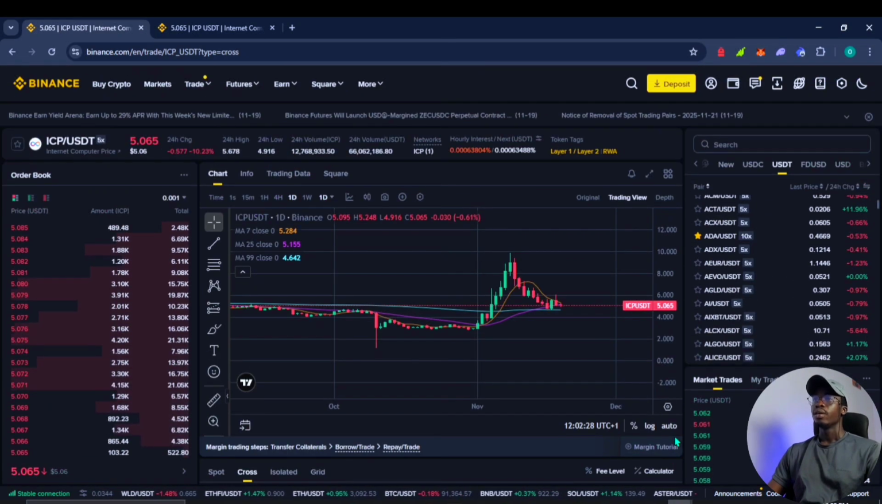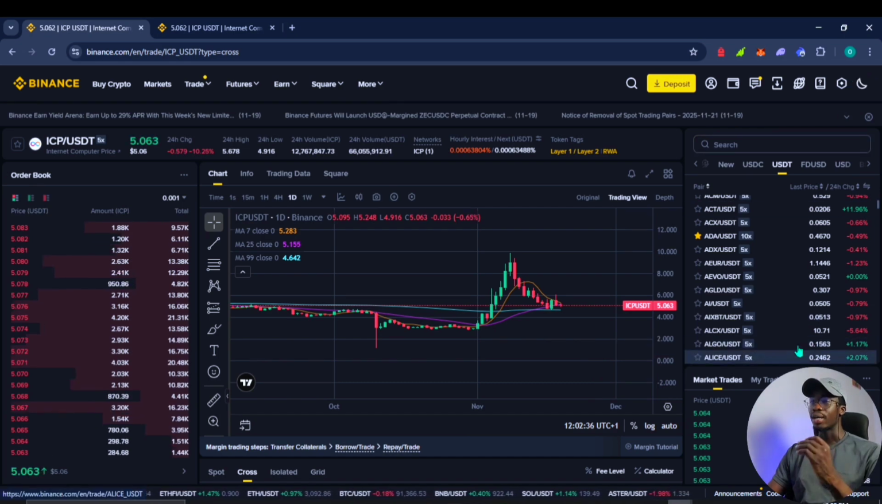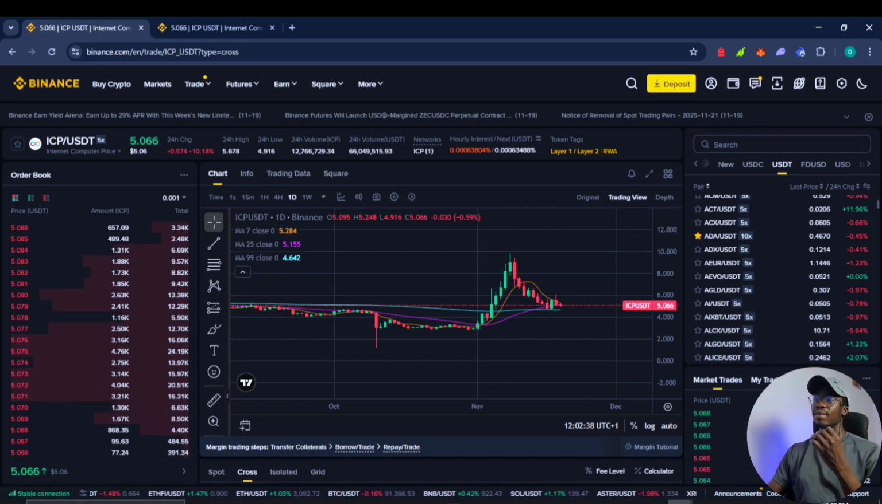So now, before you can use the auto borrow or auto repay function, you must understand that you can either choose to do it manually or allow the system to do it for you automatically.